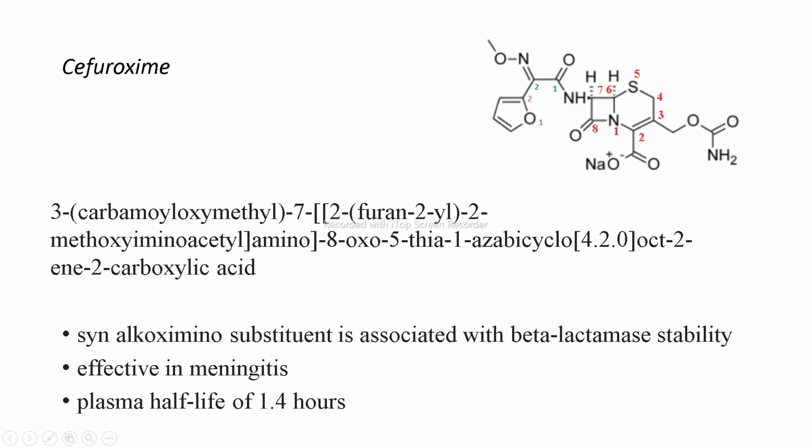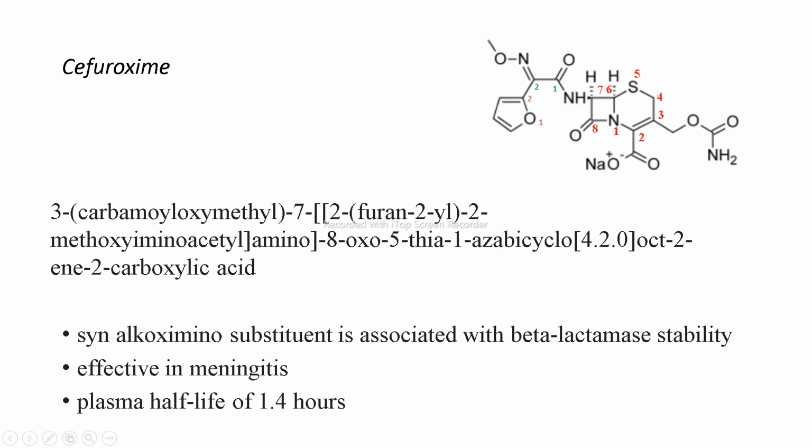The furan ring is present at the 7th position of the cephem ring. So after 3 dash, 7 dash, then there are 2 carbons in a straight chain, carbon number 1, carbon number 2. So after 7 dash, 2 dash. Wait for a second. Which group is present at the 2 dash? One is this methoxy and this is the imino. So first we have to nominate this furan. So after 7 dash, 2 dash, furan.